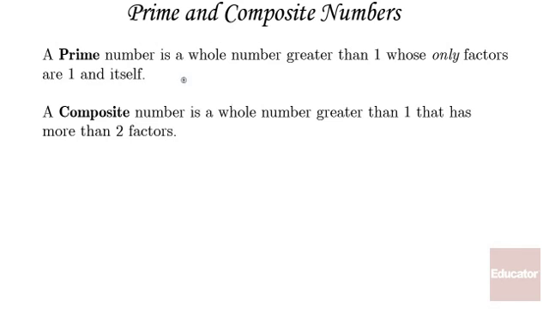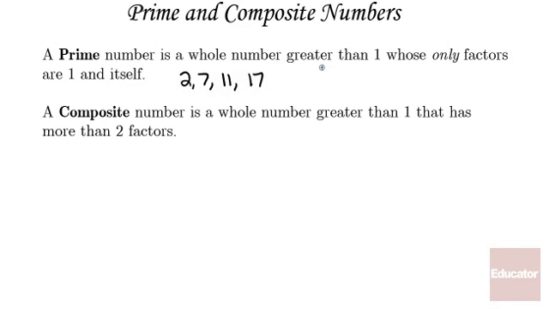Beginning with the review of some definitions. Recall that a prime number is a whole number greater than 1 whose only factors are 1 and itself, meaning it is evenly divisible only by 1 and itself. For example, 2, 7, 11, and 17.